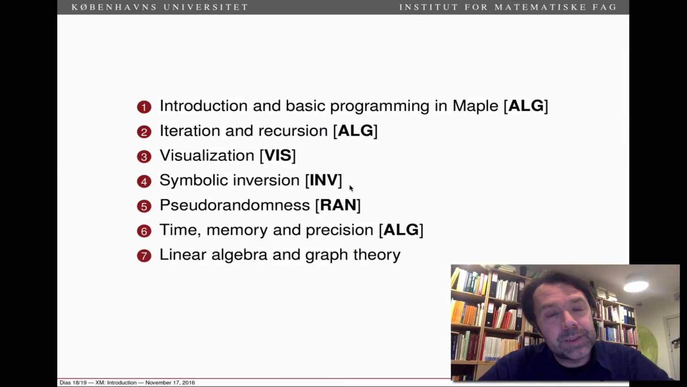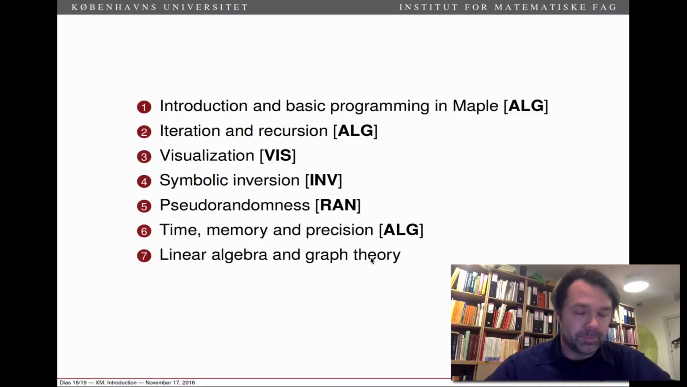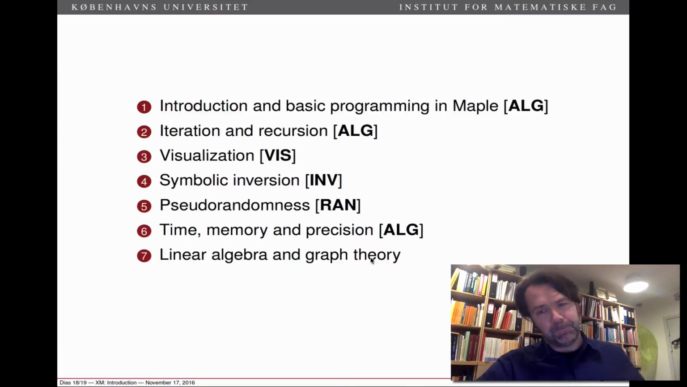And then finally there's the issue of symbolic inversion and linear algebra and graph theory. So the seventh chapter, I guess, is quite self-explanatory. We're going to address some issues from linear algebra and graph theory that just very often come up in experiments, and so this will be something that you probably know quite a lot about, the linear algebra part at least, but we are also going to show you how to do this in Maple, which has some nice built-in packages and so on.